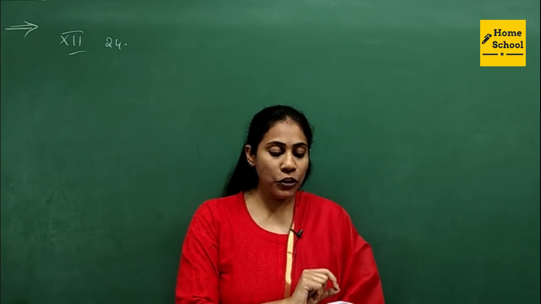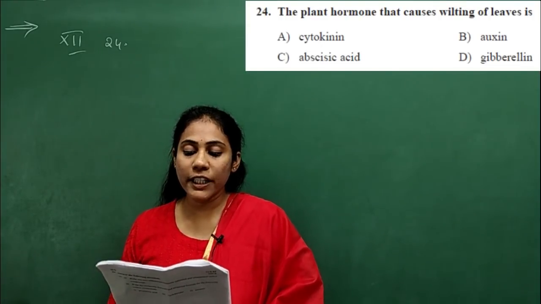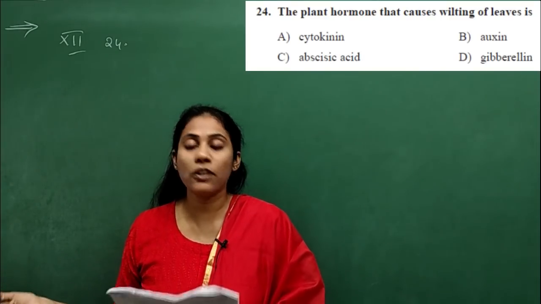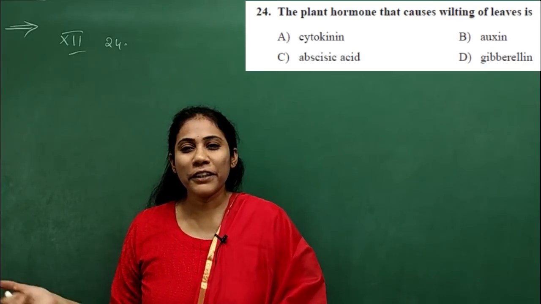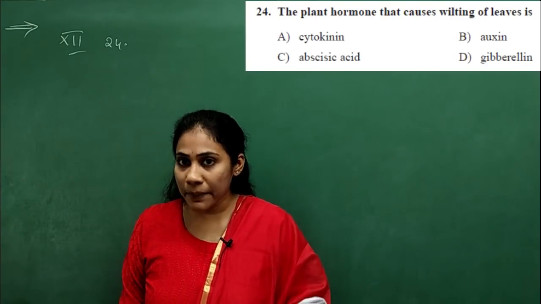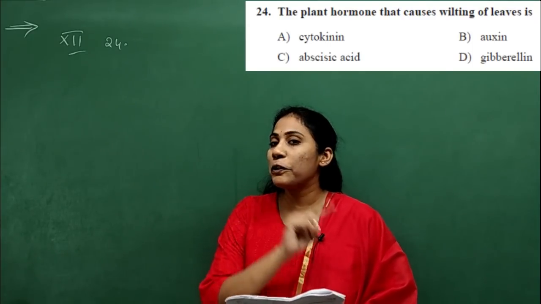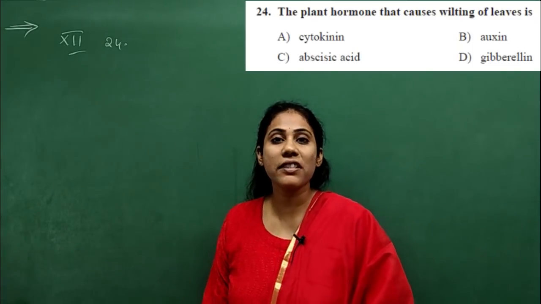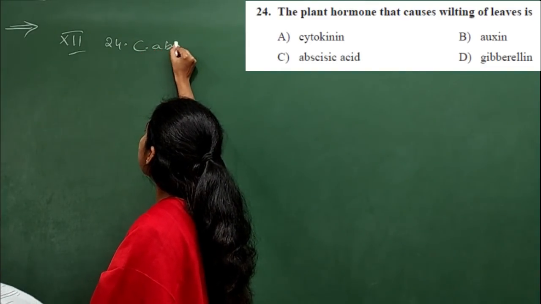Coming to the 24th question, a very simple question. The plant hormone that causes wilting of leaves is option A, cytokinin, option B, auxin, option C, abscisic acid, and option D, gibberellin. Cytokinin, we know, helps in cell division. Auxin is for growth, gibberellin for growth of the stem. Whereas abscisic acid inhibits the growth of the plant, and it is this abscisic acid that causes wilting of leaves. So what is your option? It is option C, abscisic acid.